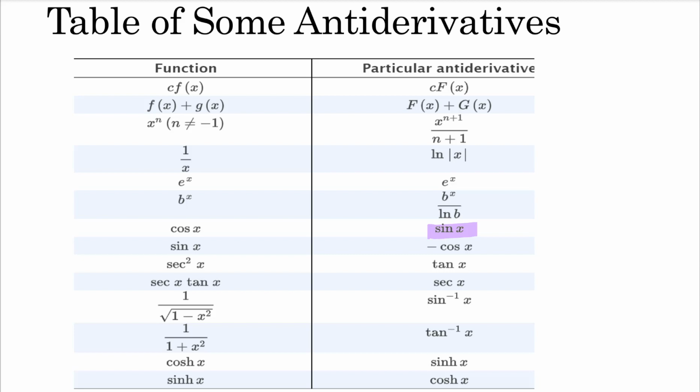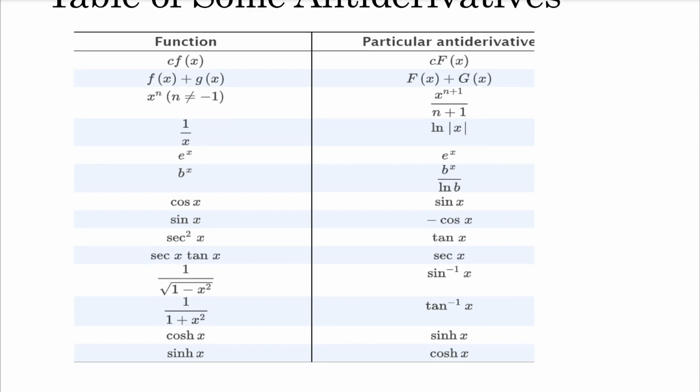The derivative of sine is cosine, so the antiderivative of cosine is sine. The antiderivative of sine is actually negative cosine. Why is that? Because the derivative of cosine is negative sine, and then we're just changing the sign. So as we go through, you can see that it's all the things that you should already have down.